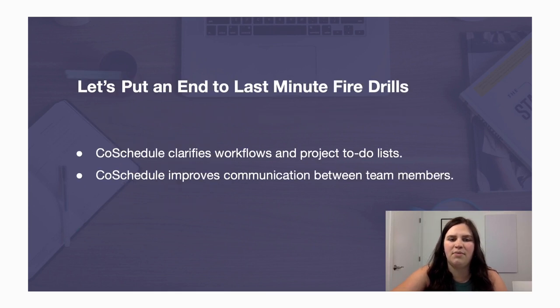The first thing that CoSchedule does is puts an end to last-minute fire drills. Now, what we mean by this is tasks are dropped at you in the last minute. You didn't know it was coming, and you end up having to stay late in order to launch these projects. CoSchedule helps put an end to that by clarifying workflows and project to-do lists, so everybody knows when something is due and who is responsible for it. It also improves communication between team members, so your manager always knows what you're working on and when it's due, so you don't have last-minute surprises get dropped on you.